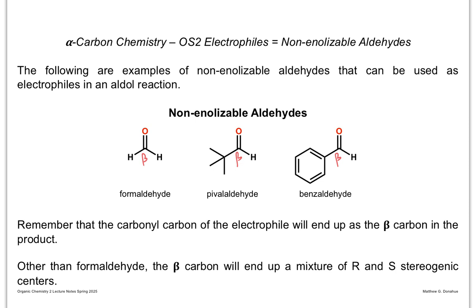So you have some other coupling partner, you form that enolate, then you react it with this in a cross-aldol reaction. However, one of the issues is with the pivalaldehyde and benzaldehyde, for example, you're still ending up with a stereocenter at the beta carbon because it will have 4 different substituents. But you don't have to worry about any of these ending up at the alpha carbon because they cannot form enolates.